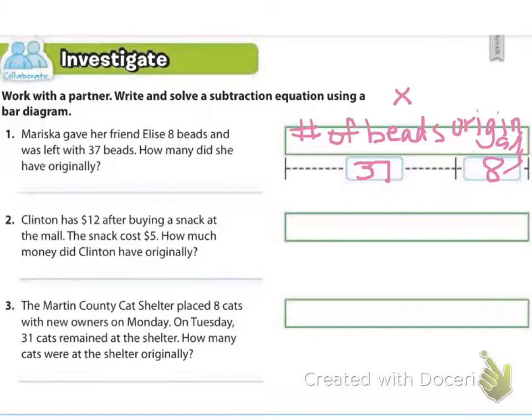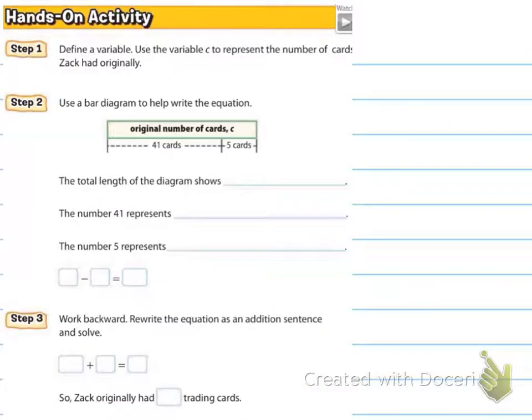Okay, to do this, I'd like you to glance back at our step-by-step process that it showed us in the last example. So it said that step 1, we needed to define the variable. Step 2, we need to use a bar diagram to help write the equation. And then this is going to be our equation. And then step 3 was work backwards and rewrite the equation as an addition problem and solve that.